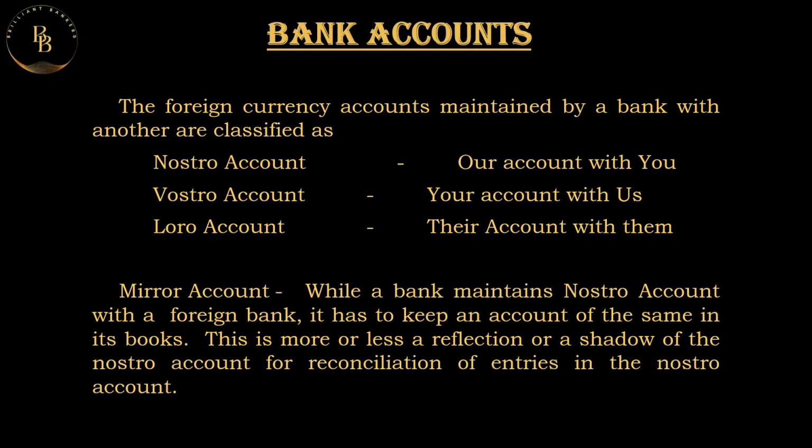Vice versa, if Citibank is having an account in a Mumbai branch of State Bank of India, it is a vostro account for them. So State Bank having their account in a branch in New York is a nostro account, and the same bank of New York having their account in a branch in Mumbai is a vostro account for them.